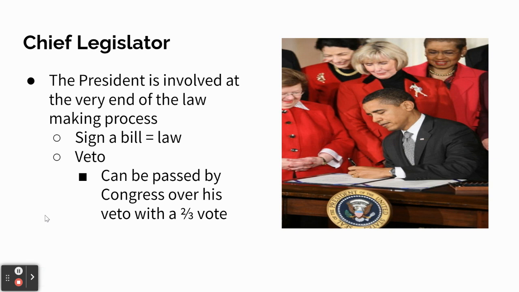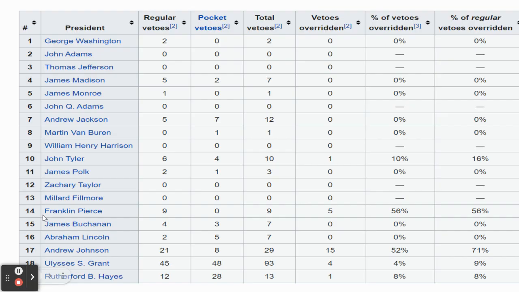This just requires the bill to go back to Congress. And now, instead of just 51% that you needed the first time to pass it, you need a two-thirds vote, right? So a two-thirds vote of Congress can override a presidential veto.